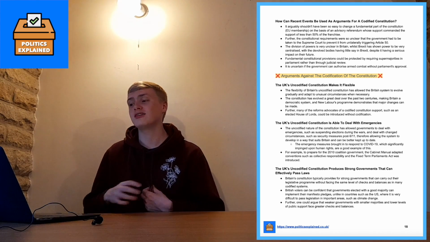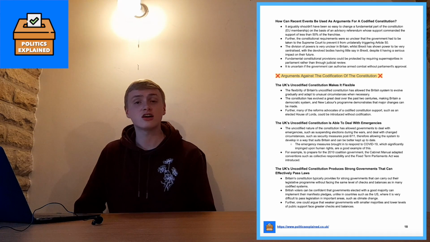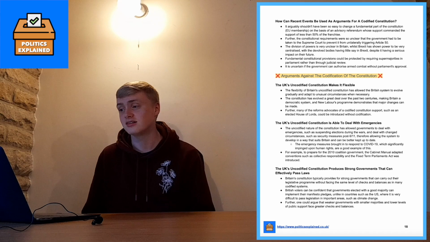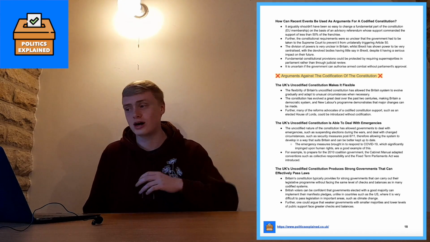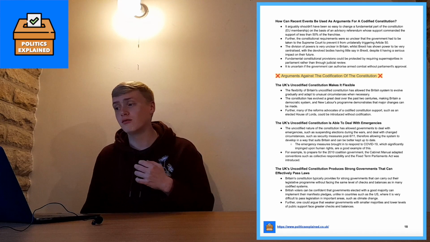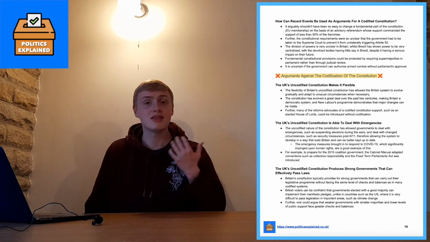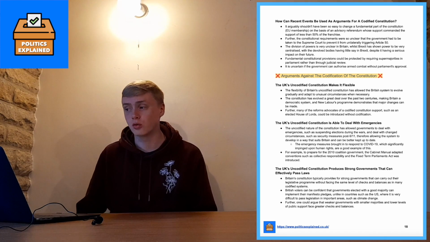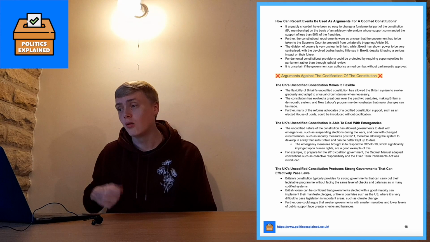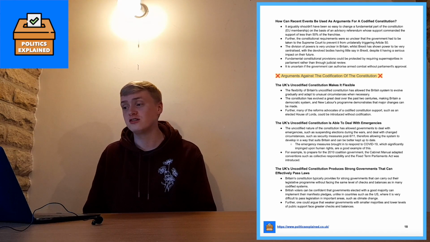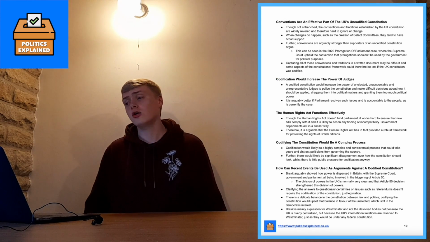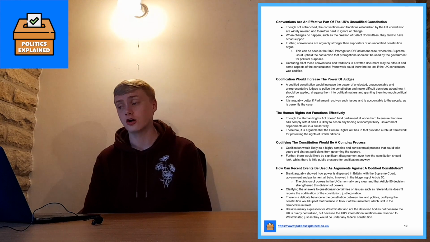The next argument is that the UK's uncodified constitution produces strong governments that can effectively pass laws. Britain's constitution typically provides for strong governments that can carry out their legislative programmes without facing the same level of checks and balances as in many codified constitutions, such as in the US. British voters can be confident that governments elected with a good majority can implement their manifesto pledges, unlike in countries such as the US, where it's very difficult to pass legislation in important areas such as climate change. Further, one could argue that weaker governments with smaller majorities and lower levels of public support face greater checks and balances.